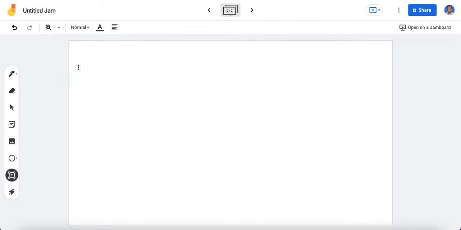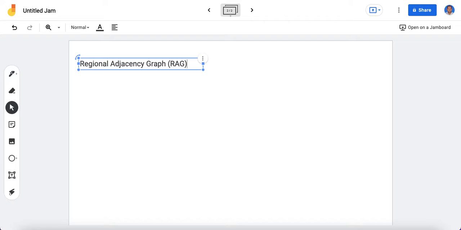Let me write it for you. We call it RAG, the regional adjacency graph. So how do we compute this? We will take a small example from the textbook. So let us have an image.